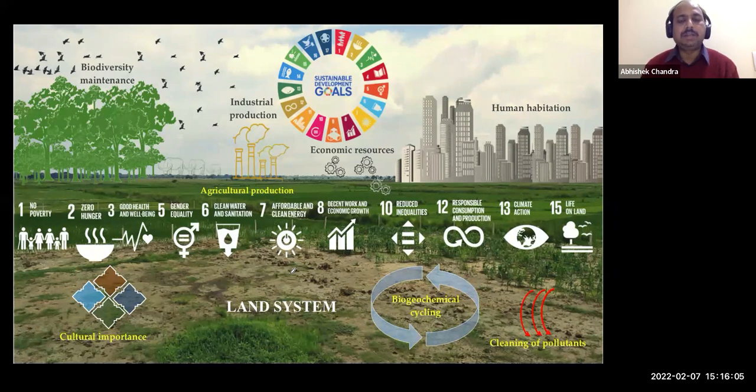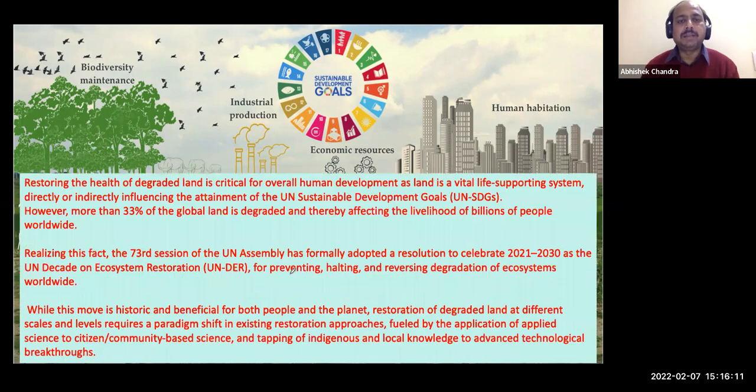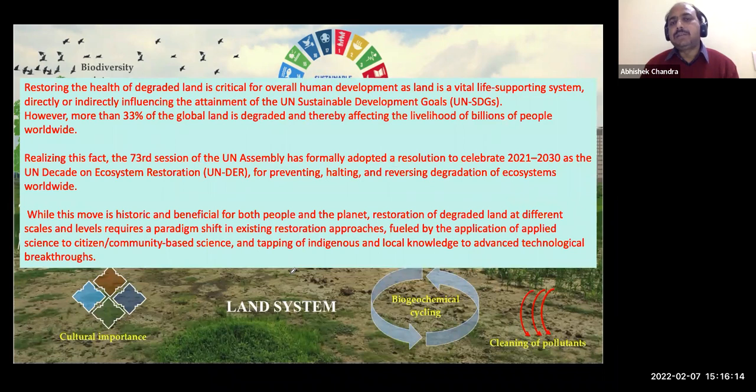Realizing this fact, the 23rd session of the UN Assembly formally adopted the resolution to celebrate 2021 to 2030 as the decade of ecosystem restoration, for preventing and reversing the degradation of ecosystems worldwide. While this is a historical move and beneficial for both people and the planet, restoring degraded land at different scales and levels requires a shift in the existing restoration approach.